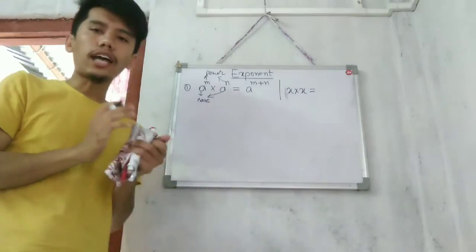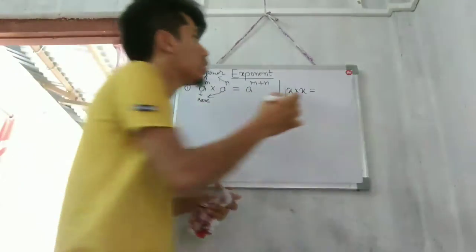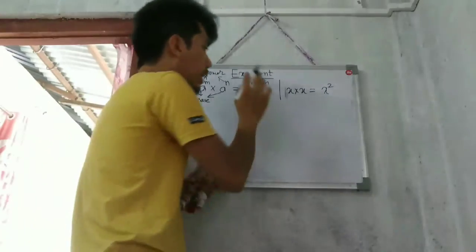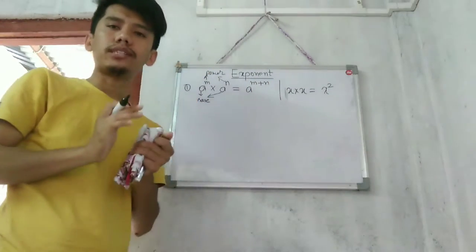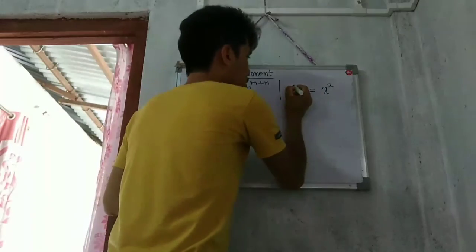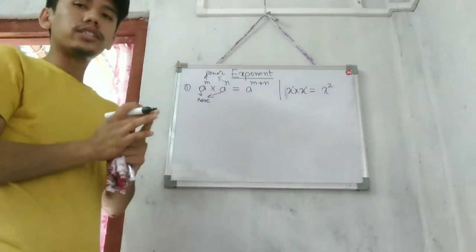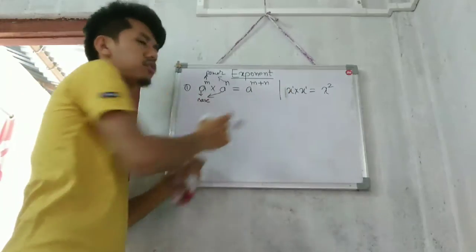We know if I ask you x into x, you will say x squared. Yes, it is correct. But how did it come? I just said if power is not mentioned, the power is 1 here. So in both cases, the power is 1. So now just try to implement this formula here.